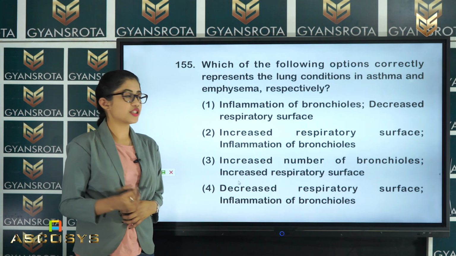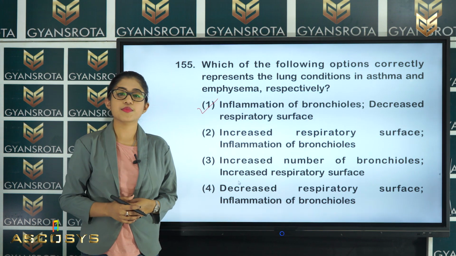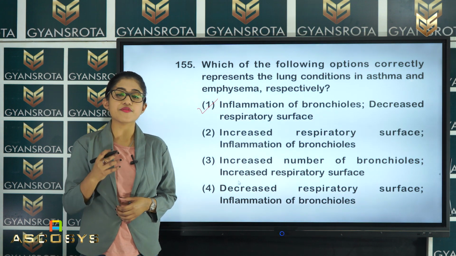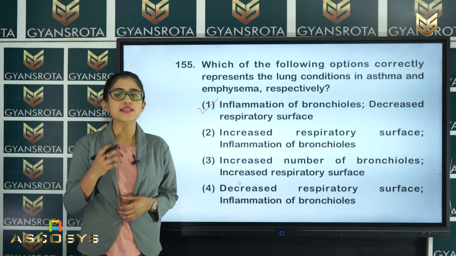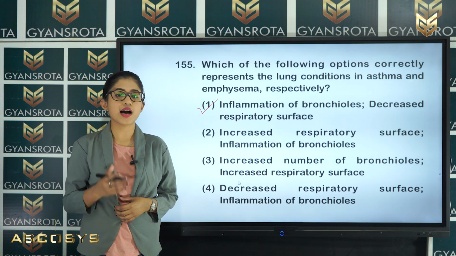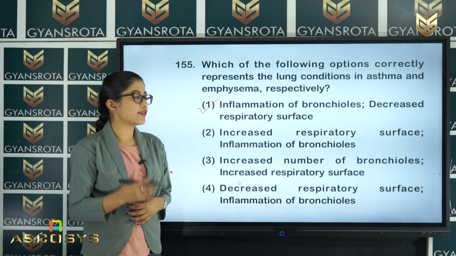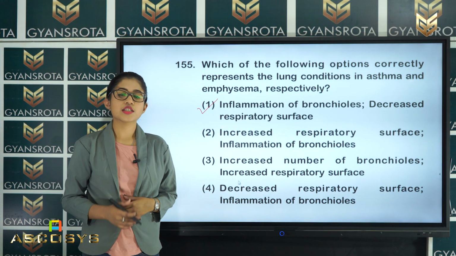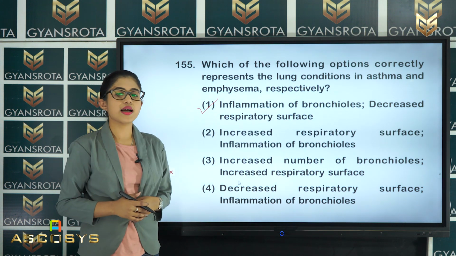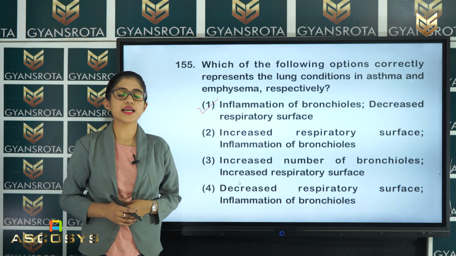That is option number 1, which says that asthma means the inflammation of the bronchioles, and because of this there is difficulty in breathing and a sound called the wheezing sound takes place in the asthma patient. And emphysema means the decrease in respiratory surface. So these are the two definitions of asthma and emphysema. So I hope you have remembered that part. Now let's see the next question.